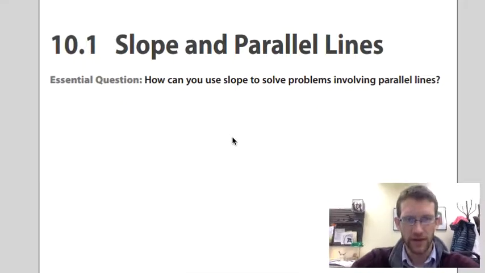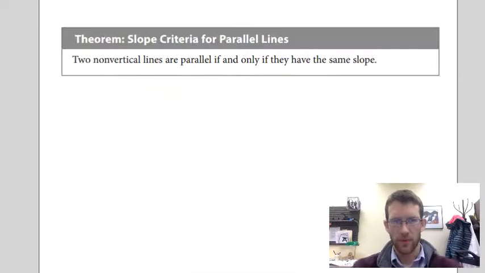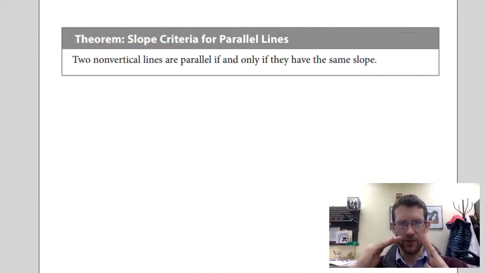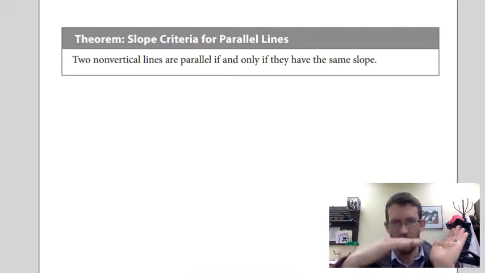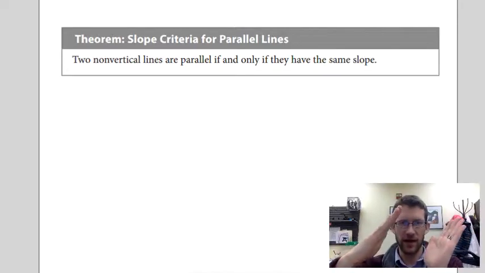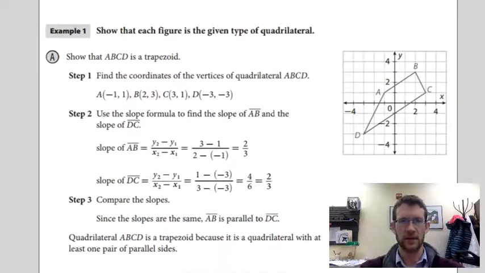Today we're doing 10.1, slope and parallel lines. So first up, just remember that when we have two parallel lines in the coordinate plane, they have the same slope, right? That's how we categorize them as parallel. Their slopes are equal, whether that be 1/3 or 10 or whatever it is.